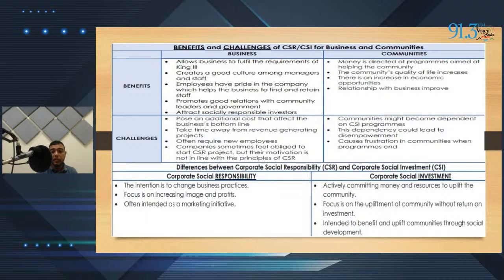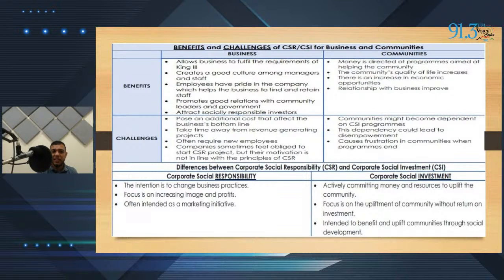It promotes good relations with community leaders and government, which means our business will be well known to the community, and therefore community members will support the business. It also attracts socially responsible investors.